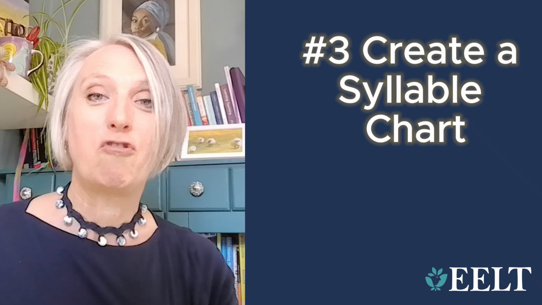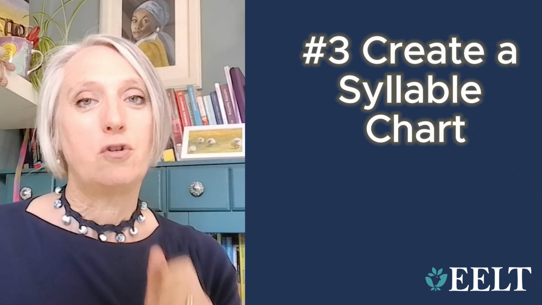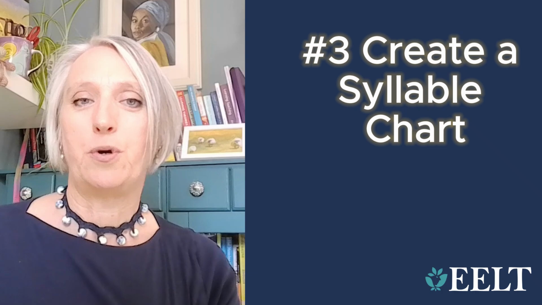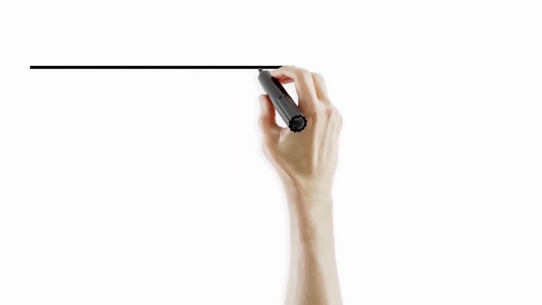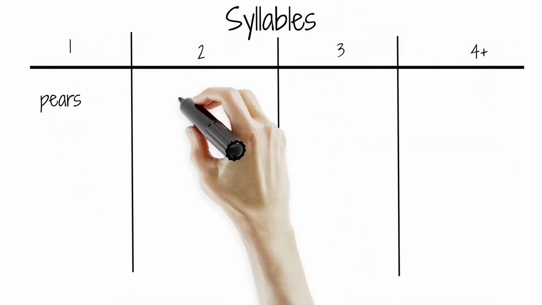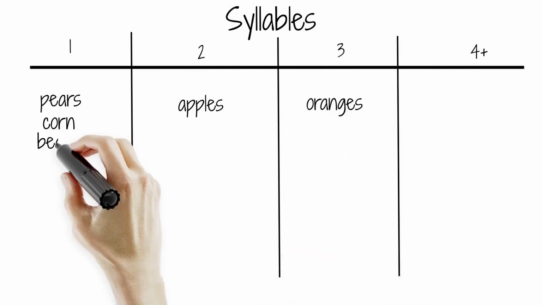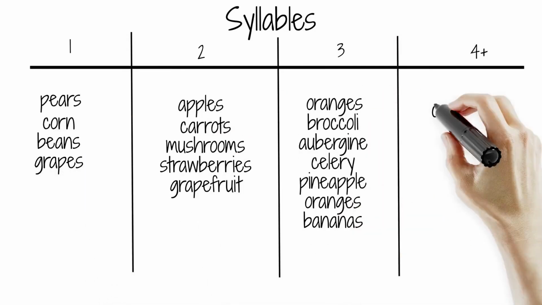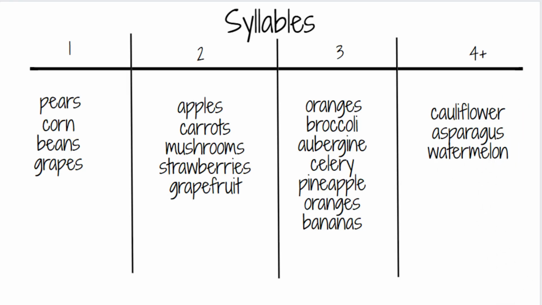Number 3, create a syllable chart. Draw 4 columns on the board and get your learners to do the same. In the first column, they'll have 1 syllable. Second column, 2 syllables, 3 syllables, and then 4 plus. So you're going to place each word into the correct column. Here I've got an example. I've used fruit and vegetables, but it could be anything. You can show them a picture or flash a picture up so they can get it quickly. They say the word and they put it in the column.